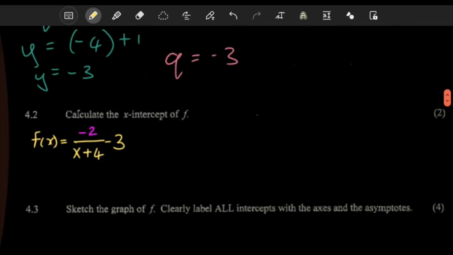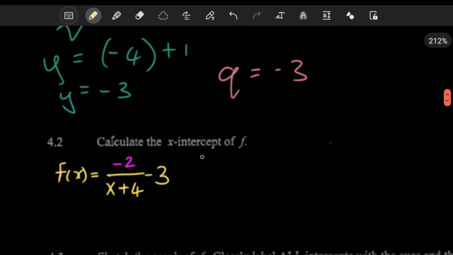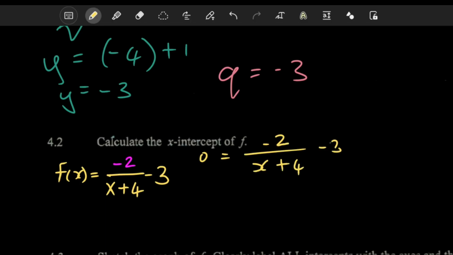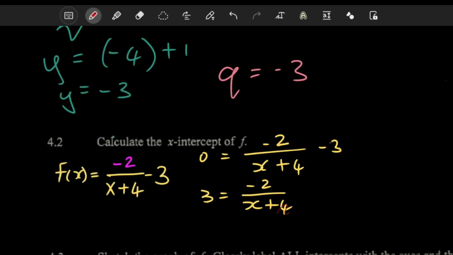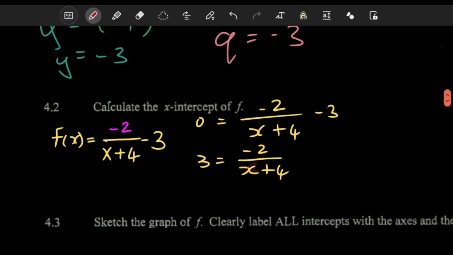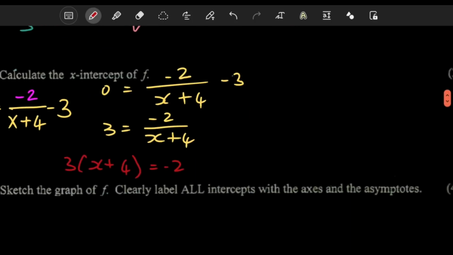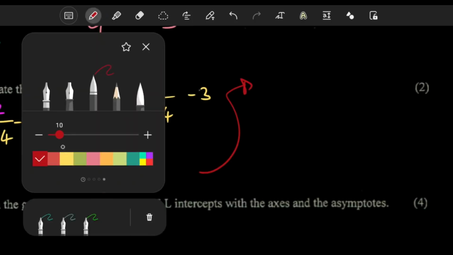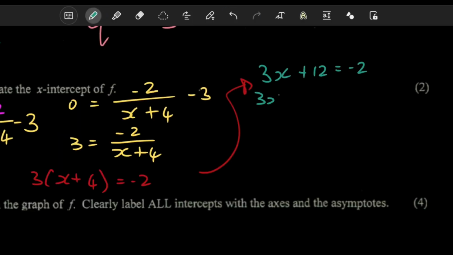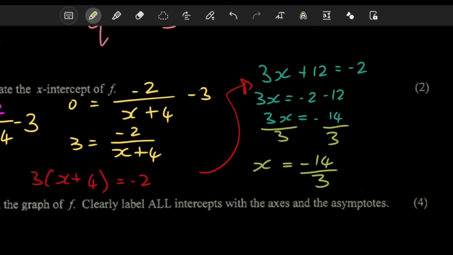So anyways, for the x-intercept here we just need to make y a 0. And then here you want to be careful to take the 3 over first. And then now you can multiply both sides by x plus 4. So if you multiply both sides by x plus 4, this is what you're going to have. So let's just simplify and finish. There you go. Nothing crazy, nothing major.